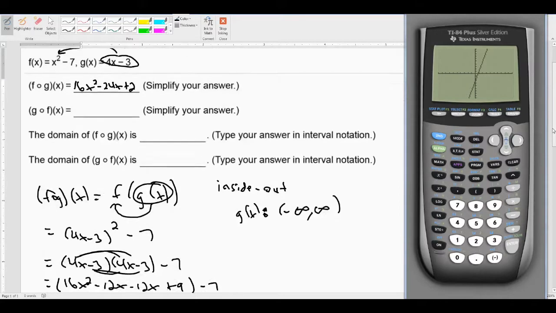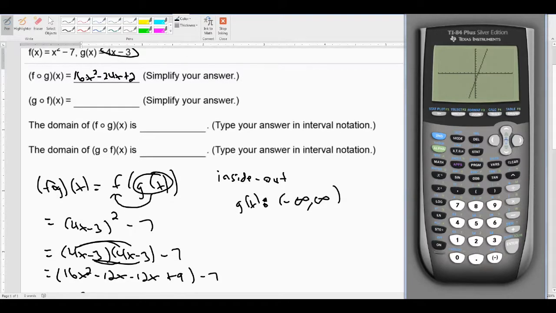Now we found the entire f∘g function, so let's graph that one. Hopefully you already know how it looks. It's a parabola, otherwise a big old U, and it goes forever to the left and forever to the right. So the domain of that is negative infinity to positive infinity also.